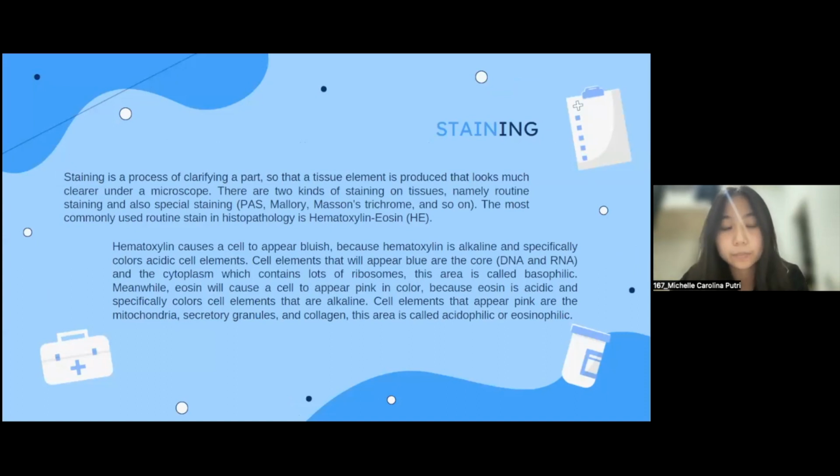Hematoxylin causes a nucleus to appear bluish because hematoxylin is alkaline and specifically colors acidic cell elements. Cell elements that will appear blue are the nucleus, DNA and RNA, and the cytoplasm, which contains lots of ribosomes. This area is called basophilic. Meanwhile, eosin will cause a cell to appear pink in color because eosin is acidic and specifically colors cell elements that are alkaline. Cell elements that appear pink are the mitochondria, secretory granules, and collagen. This area is called acidophilic or eosinophilic.